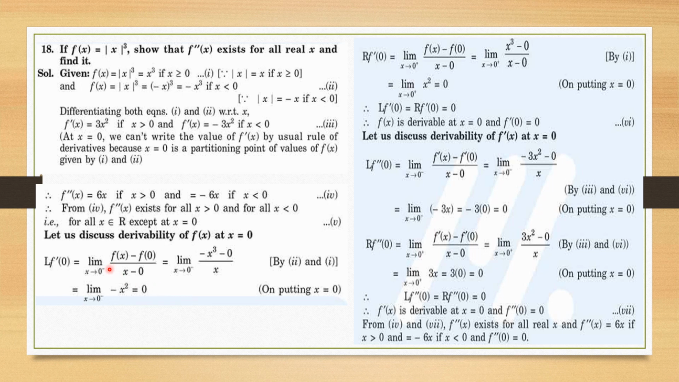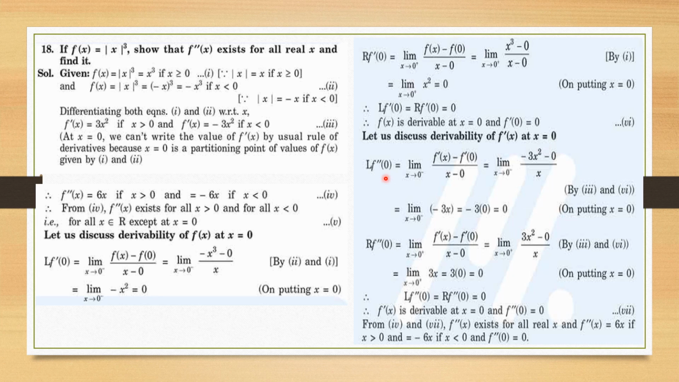So no need to go for 0 minus h, that kind of thing. Similarly, the right hand derivative will be, f(x) is your x cube. So x cube minus 0 upon x, that is x square, which is always 0. Okay, so the left hand derivative and right hand derivative are both 0. Same. So the function is differentiable at x equal to 0, and the first derivative will be f dash 0 equal to 0. We say the derivative at 0 is 0. Now the first derivative is existing at x equal to 0.